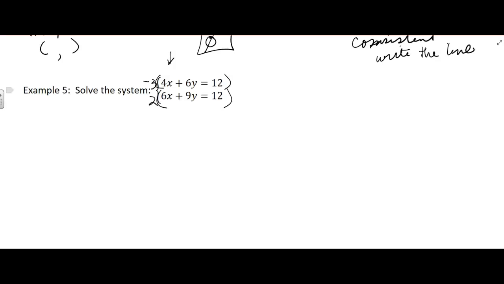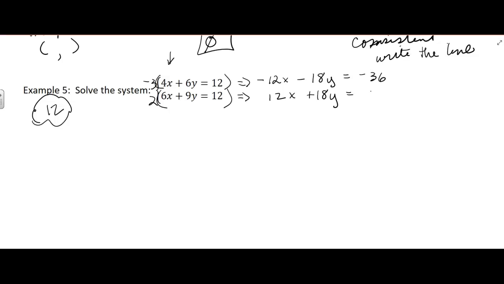So that's the part you have to really stop and think about. I kind of did that fast, but I'm thinking about a number that both 4 and 6 will go into. I came up with 12, and I want one to be negative and one to be positive. Okay, so after I distribute, I get -12x minus 18y equals -36. And then in the bottom, I get 12x plus 18y equals 24.